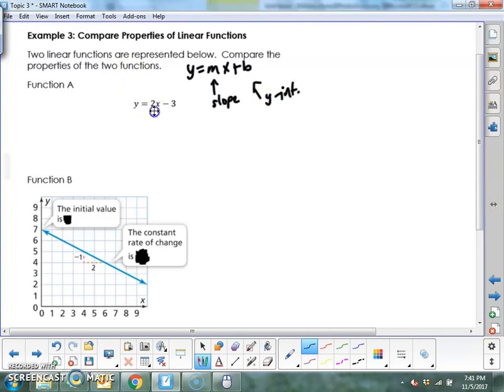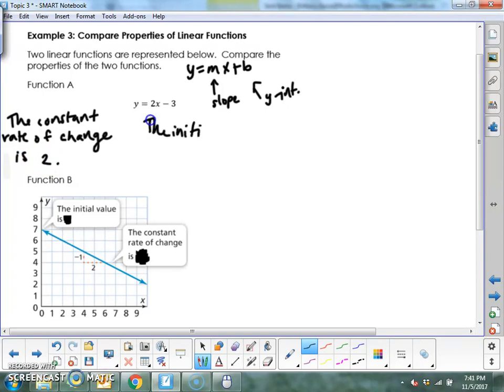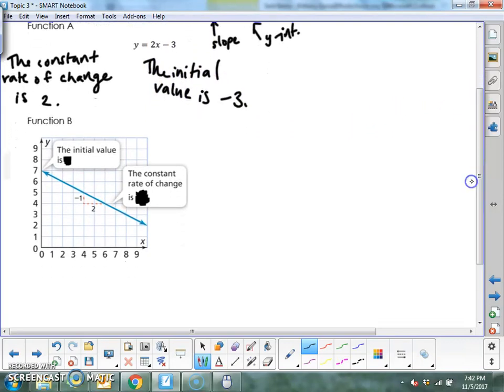So in this case, my rate of change is 2. So I can say the constant rate of change is 2. And I can also say that the initial value is -3 because that's what my b is, my y-intercept. That's the same as the initial value. For function B, my initial value, or y-intercept, is found where this line crosses the y-axis, so the initial value is 7.